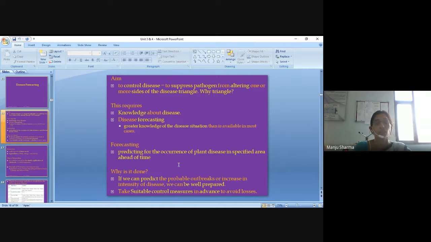First is the aim: to control the disease, to suppress the pathogen by altering one or more sides of the disease triangle. So why the triangle? This requires knowledge about disease forecasting, that is, a greater knowledge of the disease situation than is available in most cases. Forecasting is predicting the occurrence of plant disease in a specified area ahead of time.